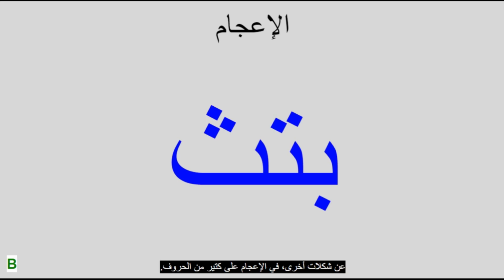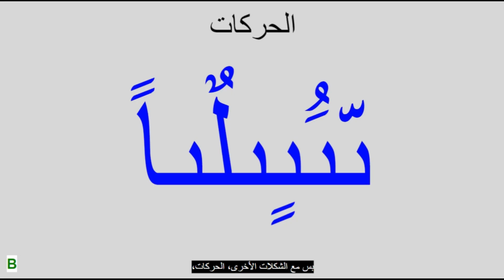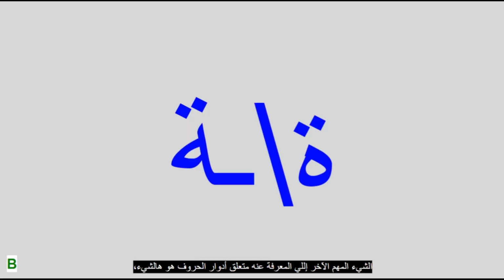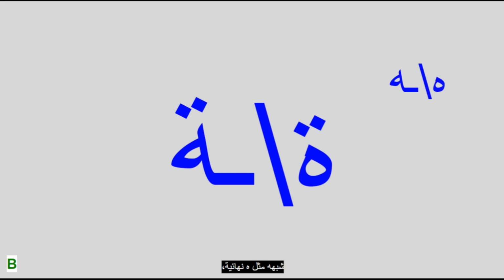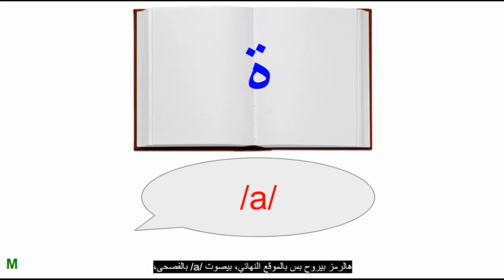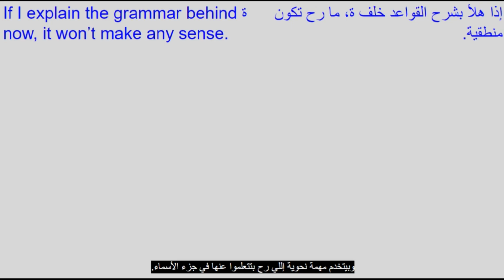As for other diacritics, there's the dots on many of the letters known as i'jam. These cannot be omitted, they make many very important distinctions between letters. But with the other diacritics, the harakat, those are completely optional and not preferred to be written. The other important thing to know about regarding letters' roles is this thing, which looks like a final ha but is actually a ta marbuta or tied ta. This character only goes in final position, makes the a sound in MSA and a in Levantine, but a if near an emphatic or guttural consonant, and serves a grammatical function which you'll learn about in the noun section.